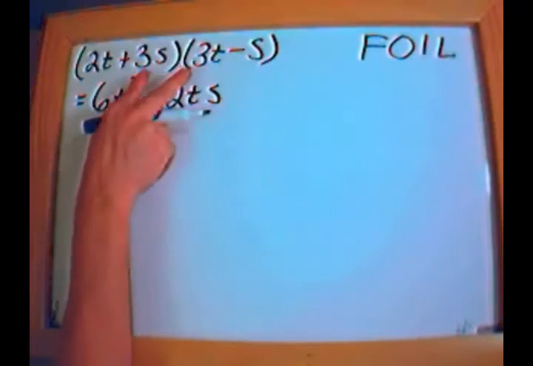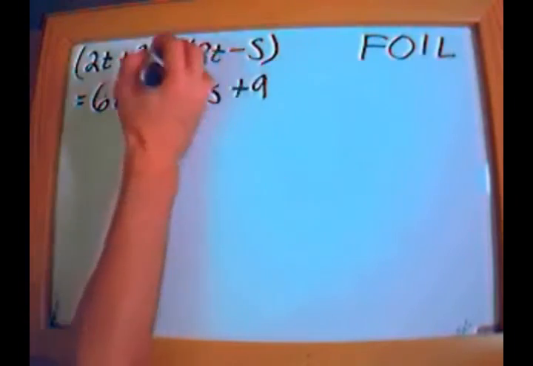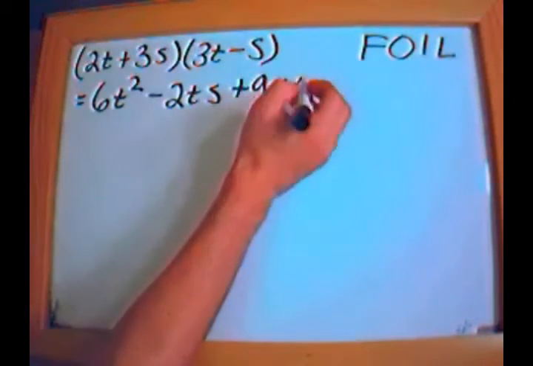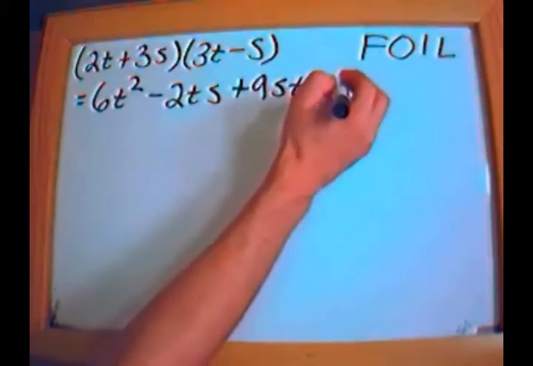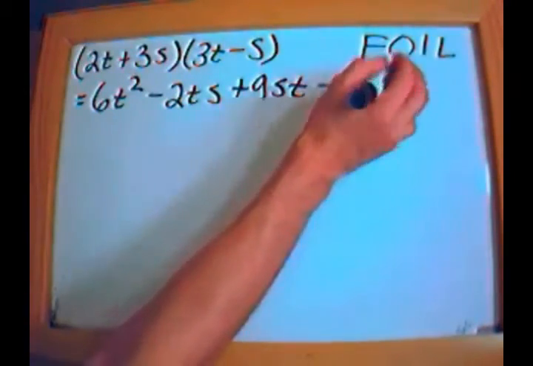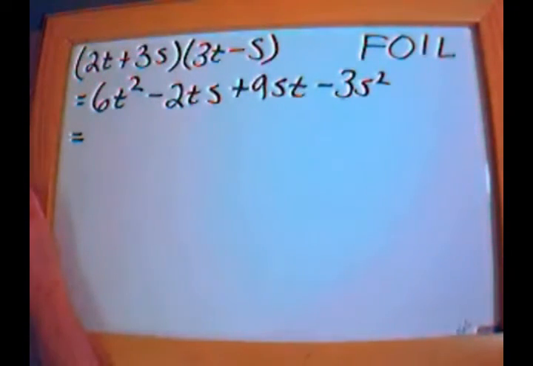Okay? Inside is 3s times 3t. 3 times 3 is 9. And then s times t is simply st. And then the last term is 3s times negative s, which is negative 3s squared. Then I can simplify that, right?